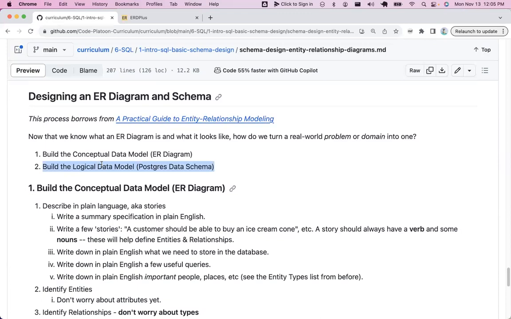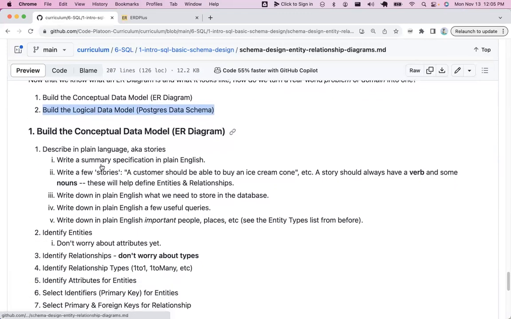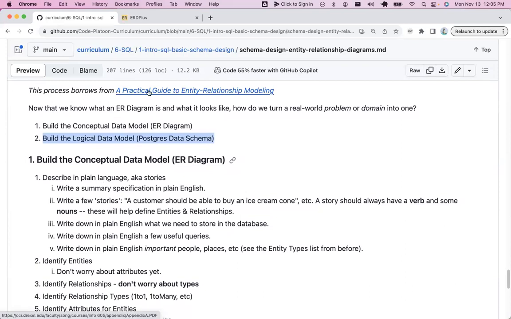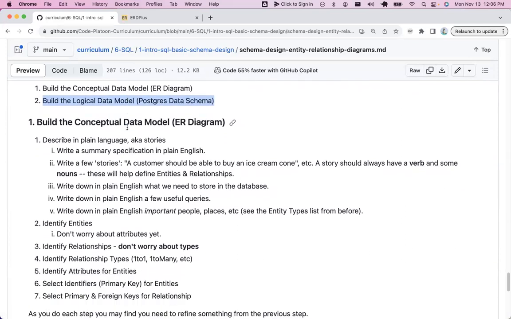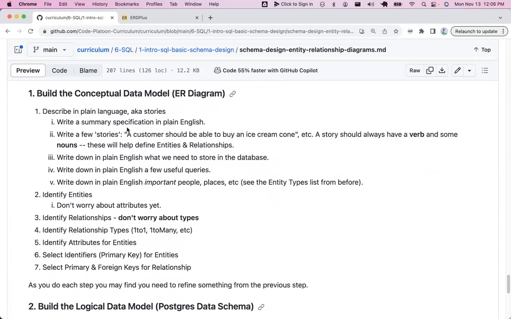Even though it's a little artificial, I want you all to practice this to build up this skill, both because this is a core software engineering skill, and because as our projects get more complex, this will help you with your design process. From my own experience, and there's actually a pretty good paper on this, there's a pretty explicit process for how to do this. To build up our entity relationship diagram, start with some sentences just describing stuff. We call these stories. The example here is a customer should be able to buy an ice cream cone.